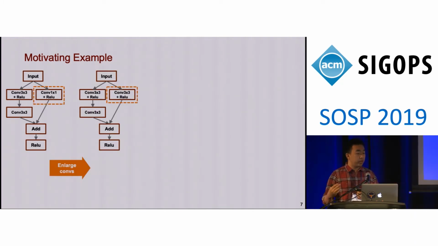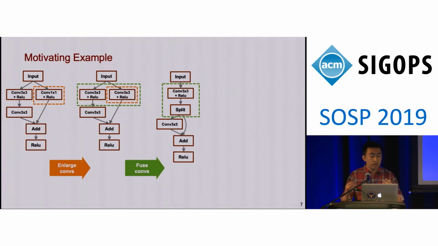First, we can enlarge this 1x1 convolution kernel to a 3x3 convolution kernel by just setting the extra parameters to be 0, so that mathematically you still compute the same thing. However, this is a performance decreasing step because you just introduce additional computation to your model. But this allows us to do further optimizations because you can fuse the two convolutions now, as they have the same kernel size, into a single convolution.